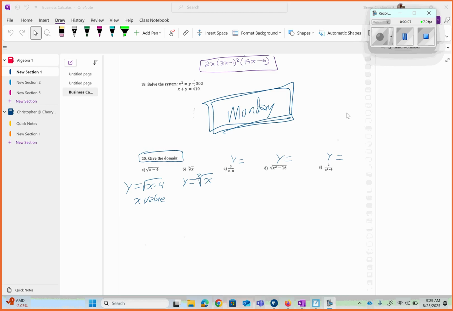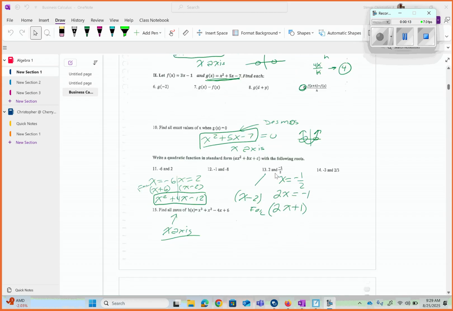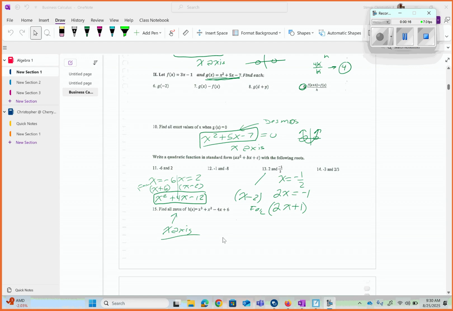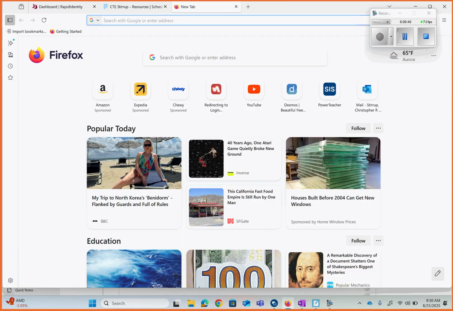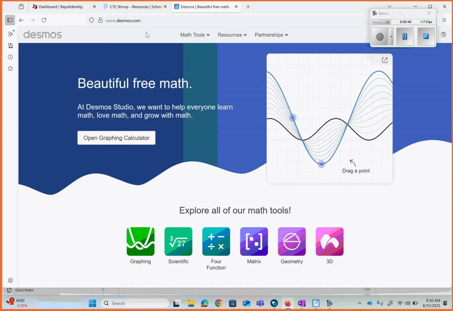All right, number 15 is definitely one that you'd want to do Desmos on. Am I on the wrong page? It says find all the zeros, that one. The x to the third, this one down here. All right, so jump on Desmos with that. When it says it's trying to find the solutions, you're looking where it crosses the x-axis.